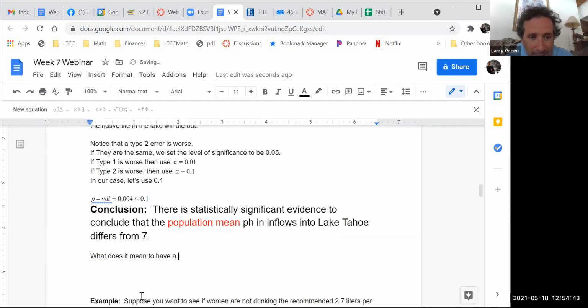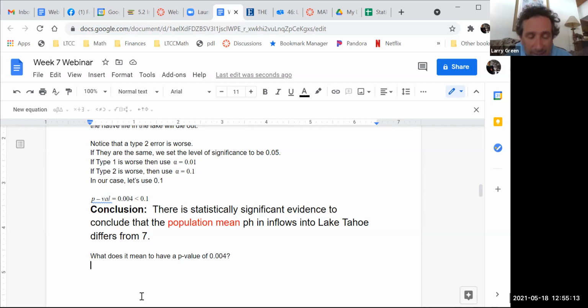So now, what does it mean to have a p-value of 0.004? Okay, so how do we interpret this p-value? P, as I mentioned earlier, stands for probability. And here's what I can say. It's not the same as confidence intervals. That was a probability also. That was like a 95%. This is pretty different.